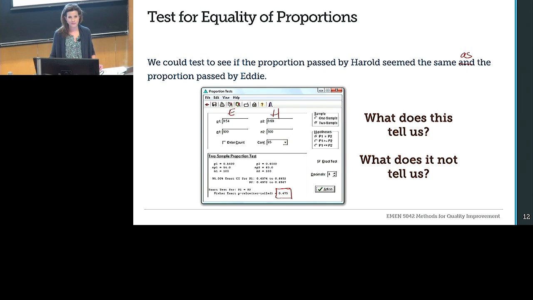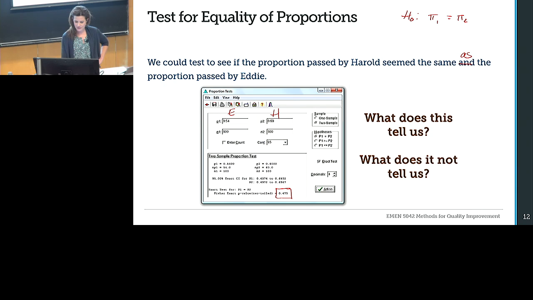Yeah, they're not different, right? Because our null hypothesis is that proportion 1 is equal to proportion 2. I failed to reject, so they're not different. But the problem is that this tells me that the proportion passed by Harold is not different than the proportion passed by Eddie. That's what it tells us.